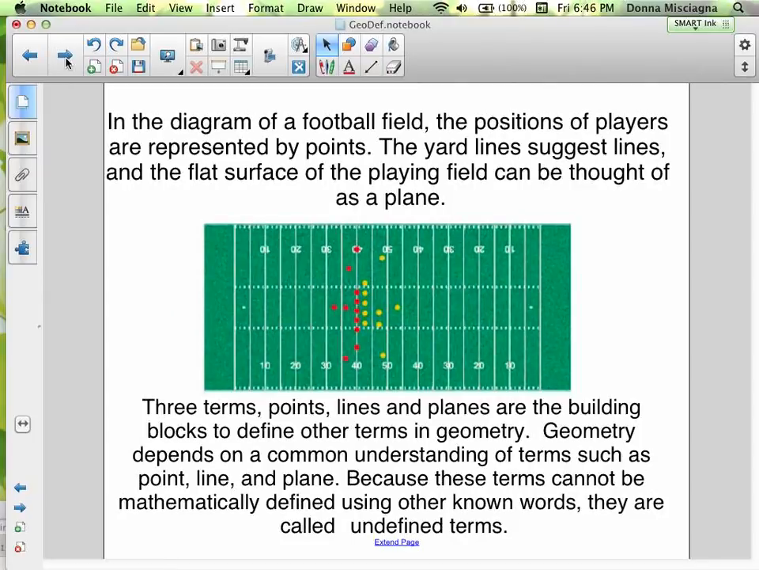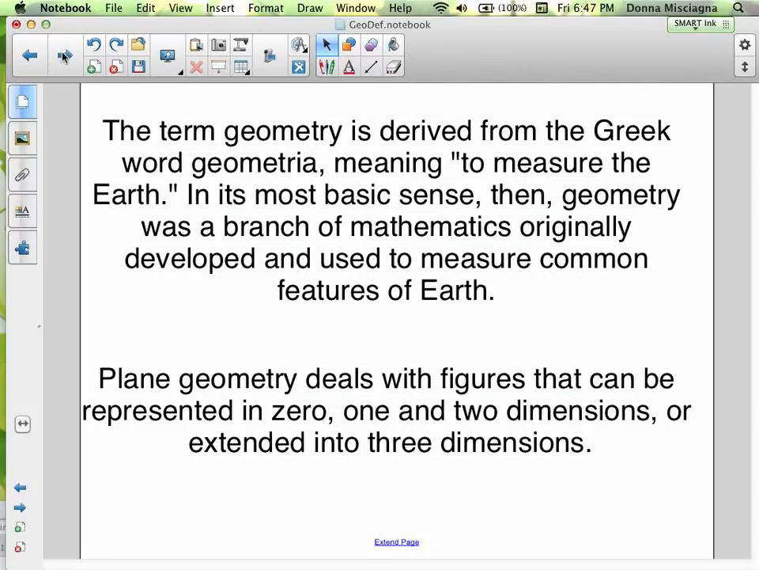In the diagram of a football field, the positions of players are represented by points. The yard lines suggest lines, and the flat surface of the playing field can be thought of as a plane. 3 terms, points, lines, and planes, are the building blocks to define other terms in geometry. Geometry depends on a common understanding of terms, such as point, line, and plane. Because these terms cannot be mathematically defined using other known words, they're called the undefined terms. But we are going to describe all of those terms, and then use those terms to define other terms.